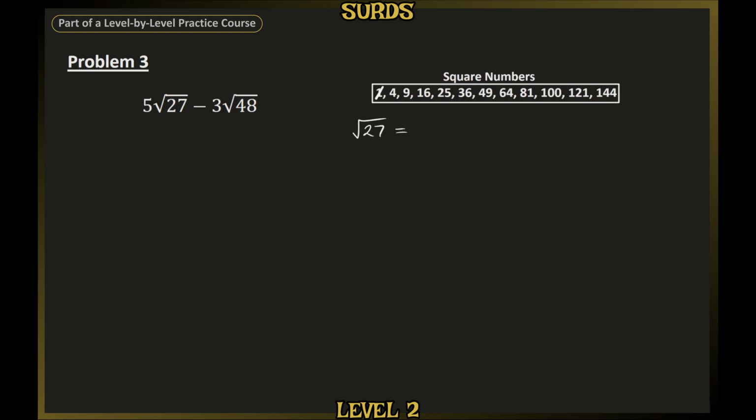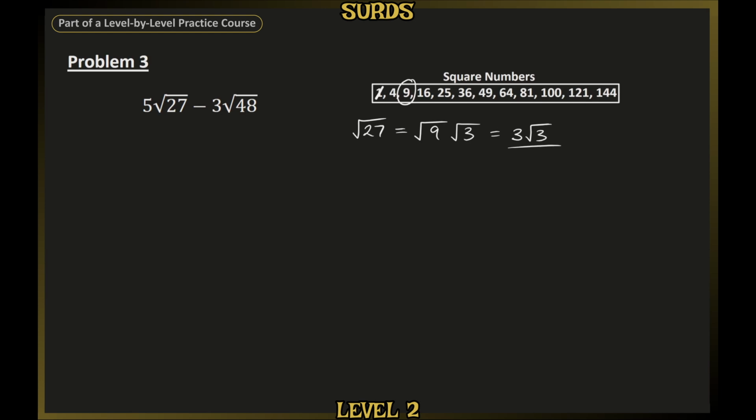Now again, to simplify this, we need to find two numbers that multiply to make 27, where one of them is a square number. And looking at our list of square numbers greater than 1, we can see that 9 divides exactly into 27 because 9 times 3 is 27. So we can rewrite the square root of 27 as the square root of 9 times the square root of 3. And since the square root of 9 is 3, this becomes 3 root 3.